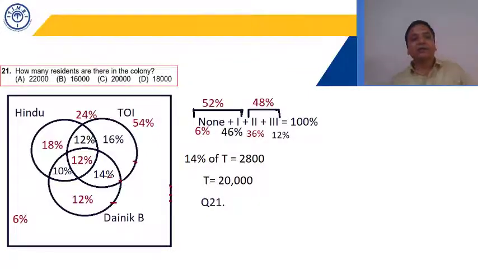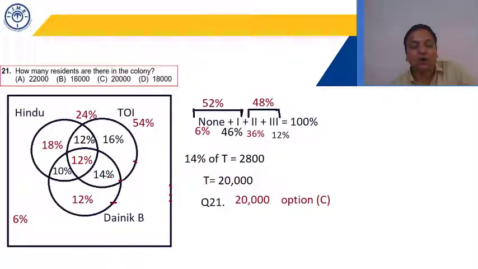How many residents are there in the colony? 20,000. You already calculated none plus 1 plus 2 plus 3, that is the whole 100%. How many residents are there in the colony? 20,000. Option C. I hope this is clear.